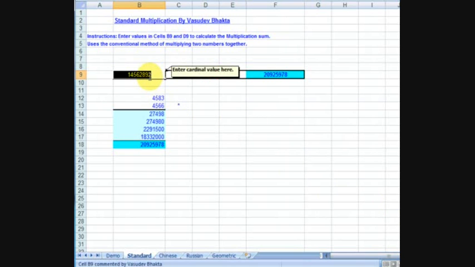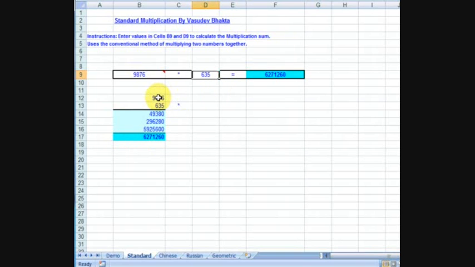So let's retry the value again as 9,876. Tab to the next cell and type 6,035. The method is clearly shown below.